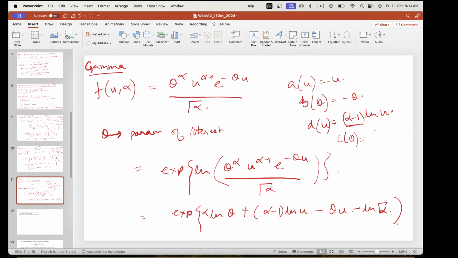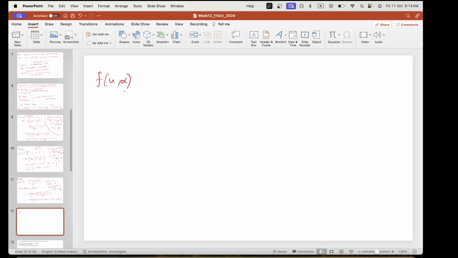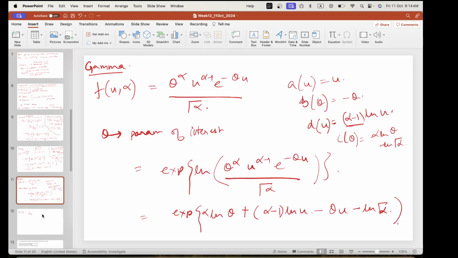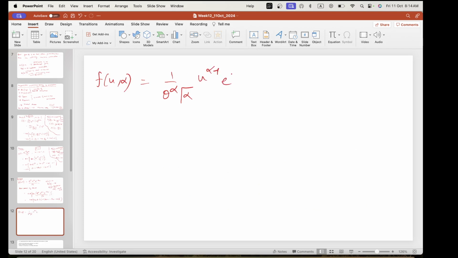So this will be alpha ln theta minus ln gamma alpha. Alright. Now let's say this gamma distribution is parameterized as f of u, alpha equal to 1 by theta to the power alpha gamma alpha, u to the power alpha minus 1, e to the power minus u by theta. Okay.